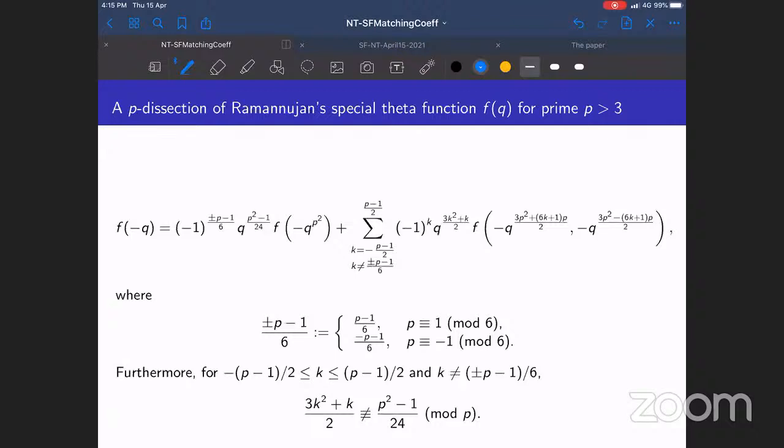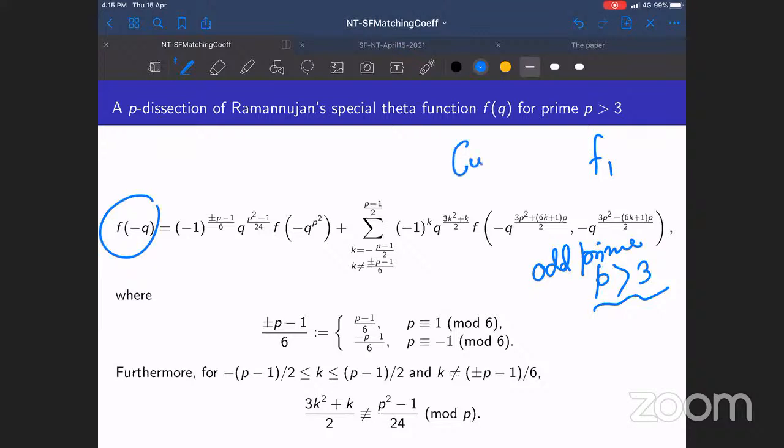Yes. So you see that this is the p-dissection of f of 1. Okay, f of 1. And here your p is actually strictly greater than 3. P is an odd prime, and that is strictly greater than 3. So we have this p-dissection. This was found by Kui and Gu, I think.